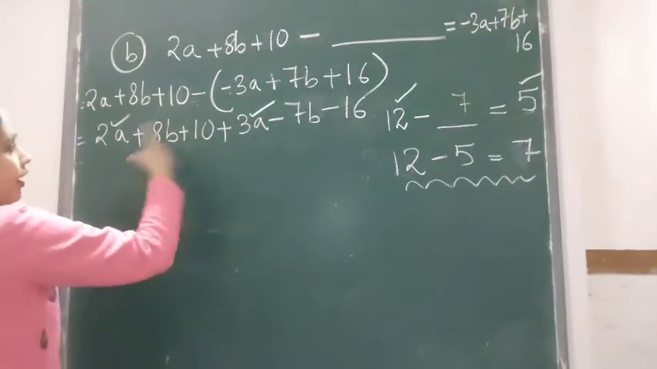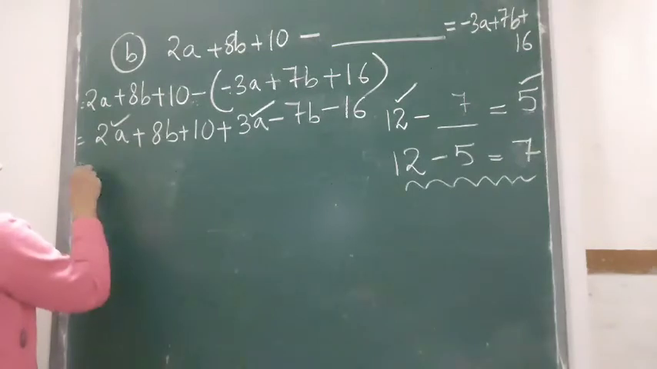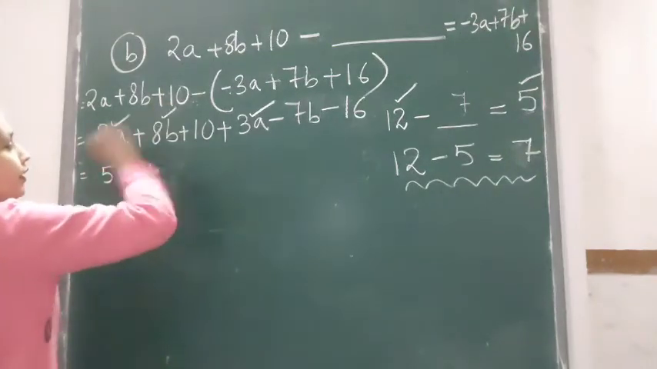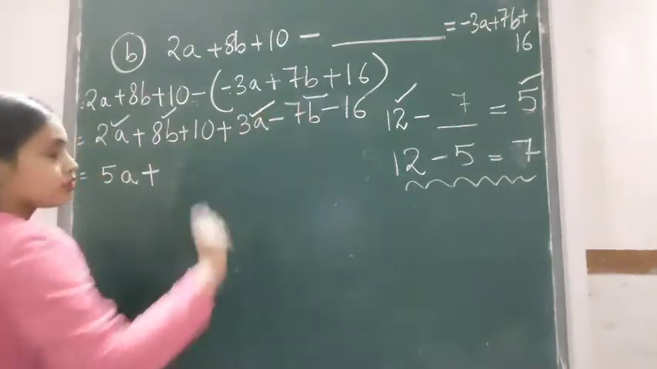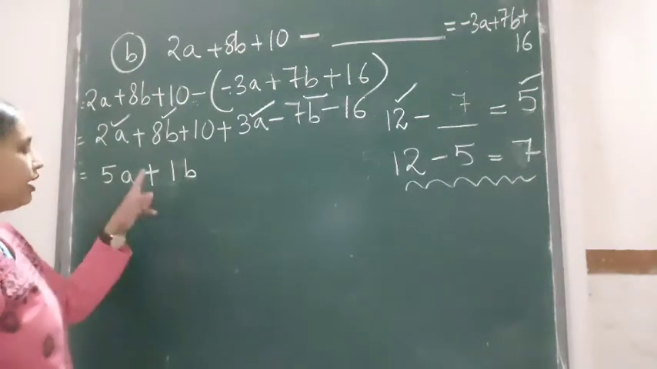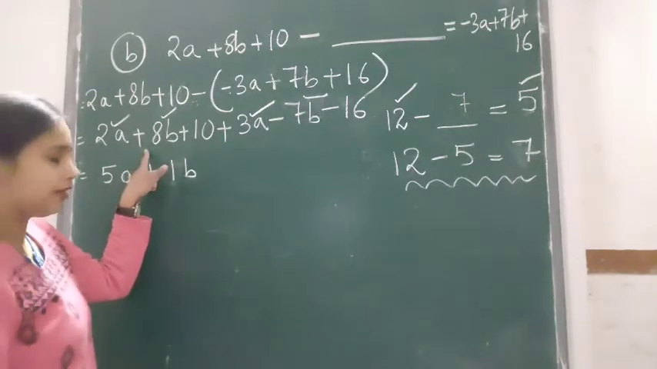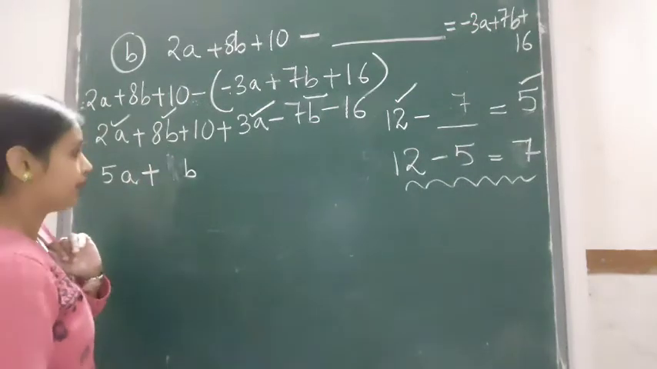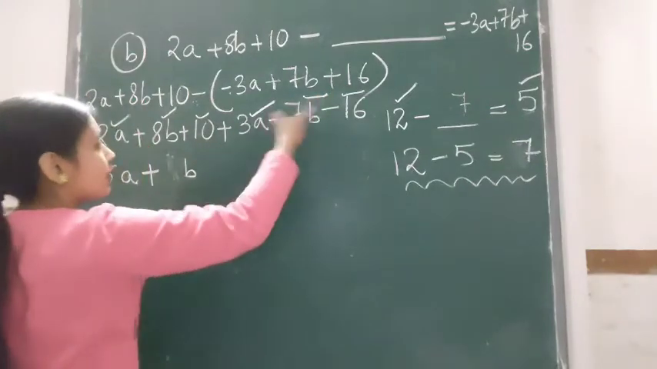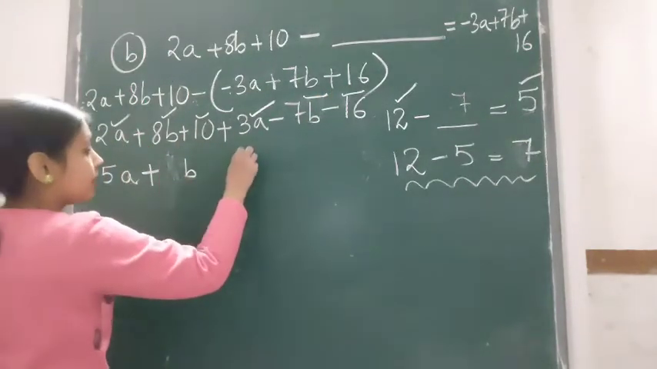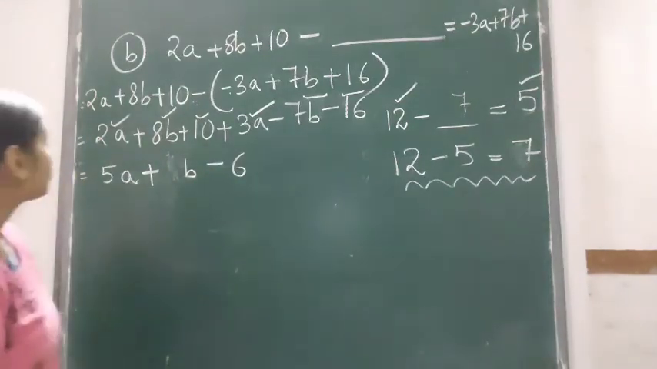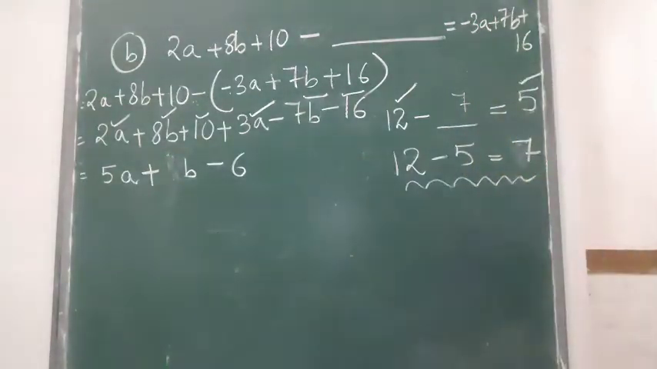2a plus 3a, a is common, so 2 plus 3 gives us 5a. Then 8b minus 7b, b is common, so 8 minus 7 gives us 1, so it is actually 1b, and the answer will be positive because 8 is greater and it is positive, so the answer is b. Then 10 minus 16, so plus minus is minus, 16 minus 10 gives us 6, the answer will be negative because 16 is negative. So this is your B part, children.